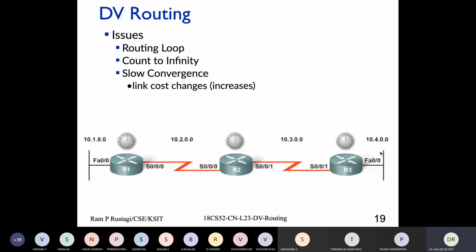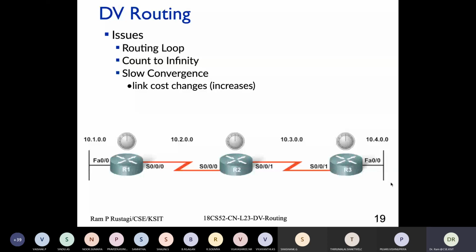Now, assume at some point in time, this link breaks down. The link from R3 to 10.4.0, this interface goes down. And the moment it breaks down, R2 still says that it can reach 10.4 with a cost of 1. Now, R3 thinks that R2 can reach the network 10.4 with a cost of 1, and my cost to R2 is 1. That means if I go via R2, I can reach this network with a cost of 2, and it updates an entry.